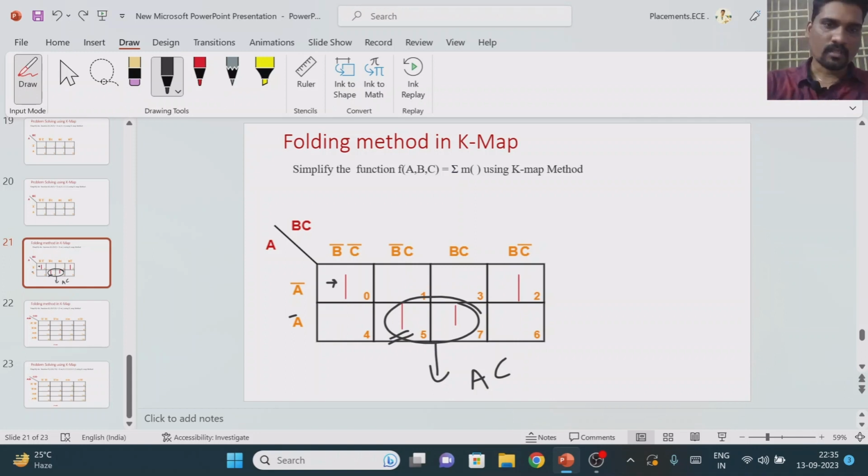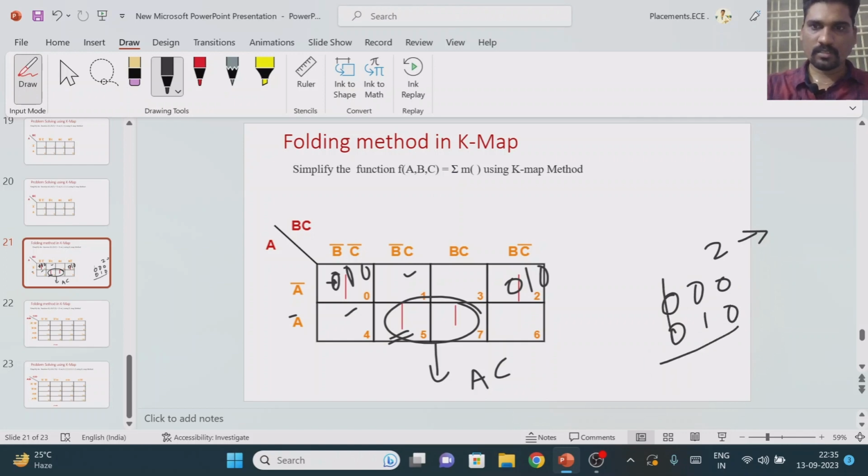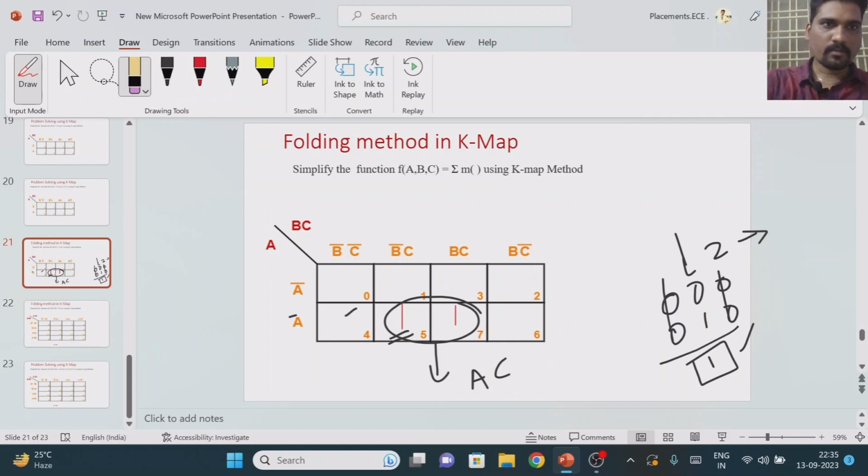The fourth is an adjacent one, and one more, 2, is also adjacent. How? For cell number 0, the value is 0 0 0. What is the value for 2? 0 1 0. Now perform the cell adjacency operation: 0 0 0 and 0 1 0. No change, no change. How many changes here? One change. One change means it obeys the cell adjacency, which means this can be used to minimize the expression, and we can reduce C. We can perform the grouping of this one with this one.